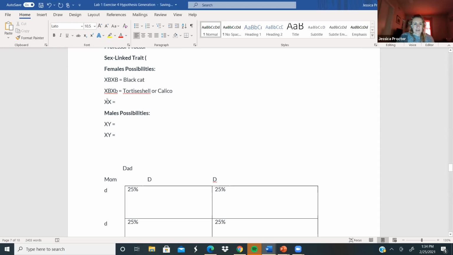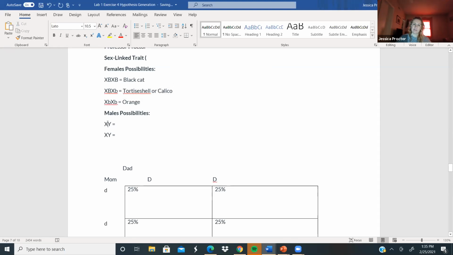And then if a female cat has a lowercase, a recessive b allele on both of her X chromosomes, then she is orange. Okay, so the black coloration is dominant, the orange coloration is recessive, but if she has a copy of both, then she will have a combination. So she will be tortoiseshell, or you may hear it called calico.